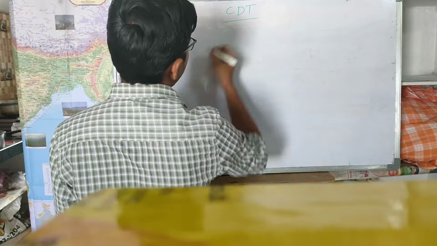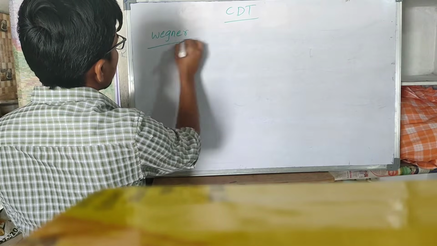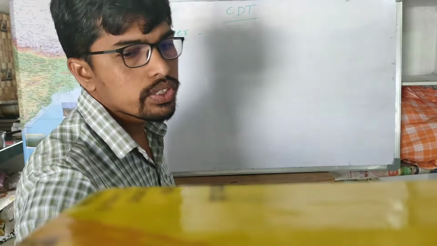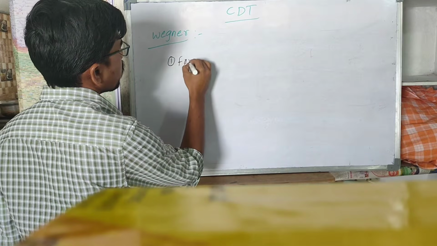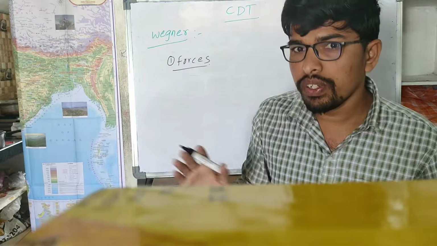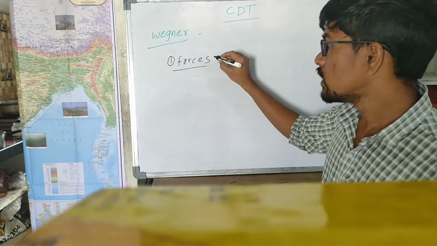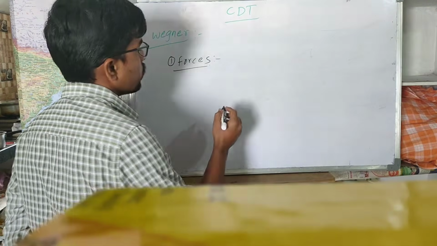About the continental drift theory, Wegener explains some concepts. First, he concentrated on the forces. The forces which are responsible for this drifting of the continents, the moving of the continents, are explained. He explained two forces.